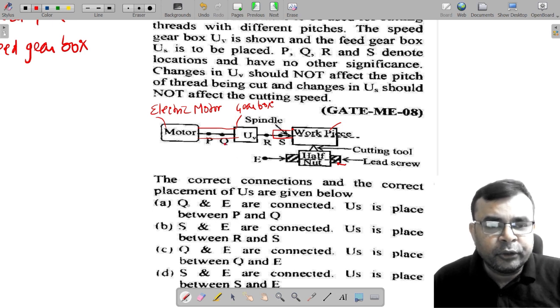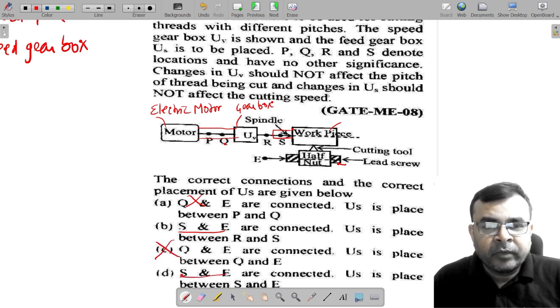So this is absolutely wrong. Q and E is not connected because E is connected with the workpiece. Yes or no? Is it right? So the SE connection is the right choice. So either this one or this one is the right choice. This one is wrong.